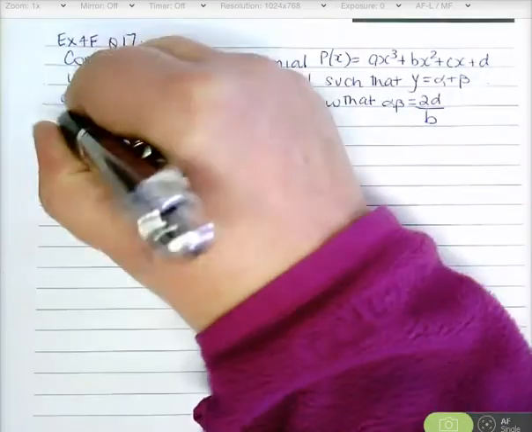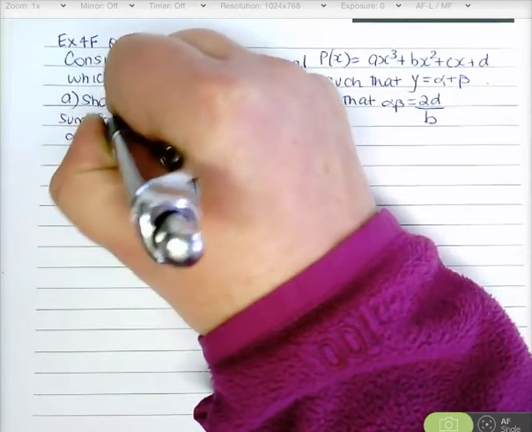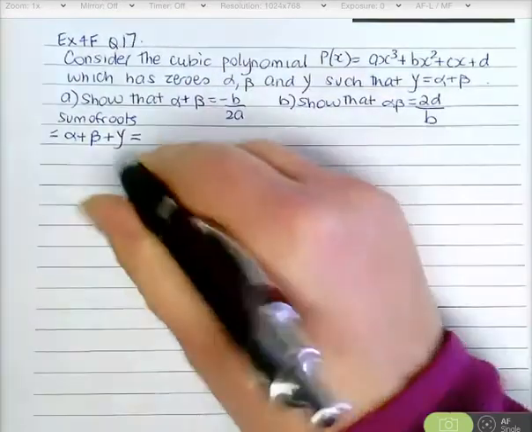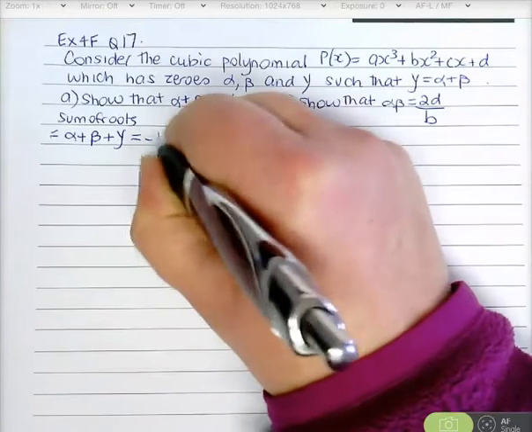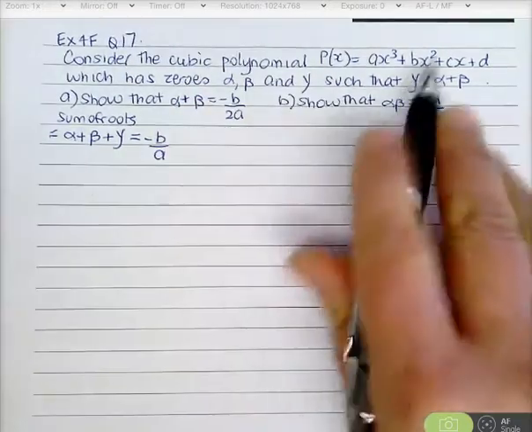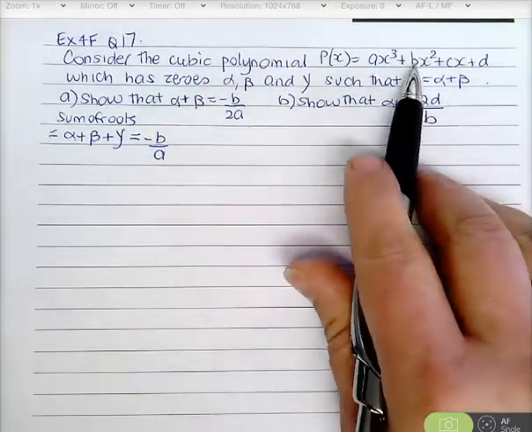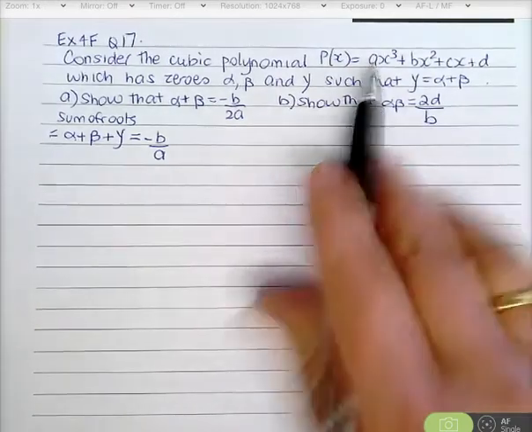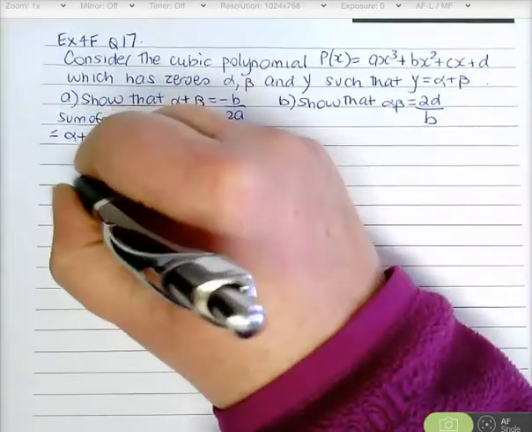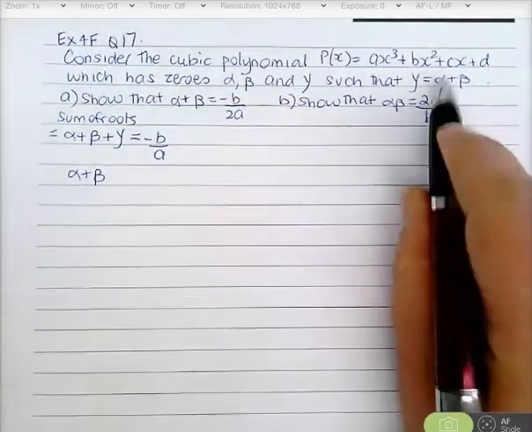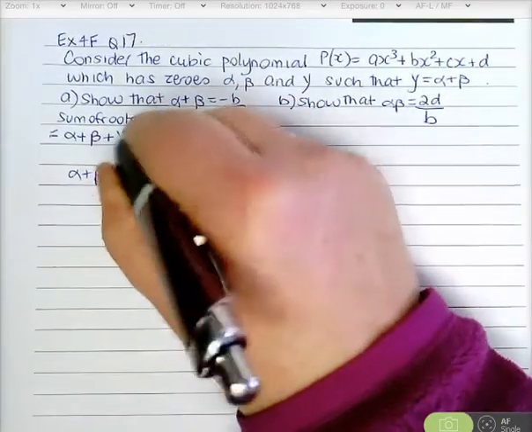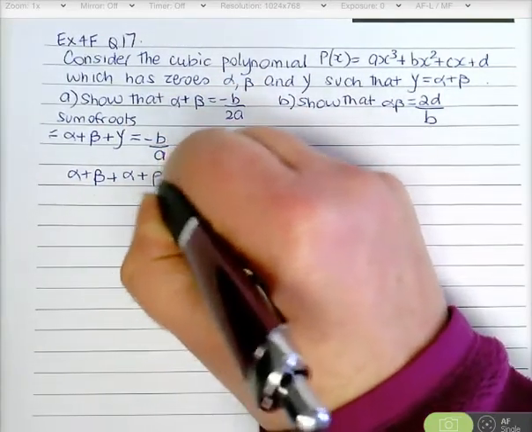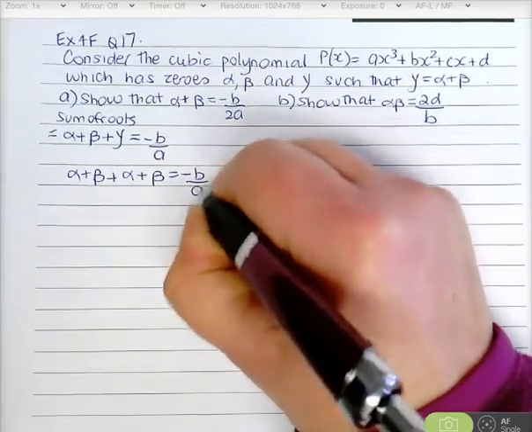Okay, so I'll just write sum of roots is equal to alpha plus beta plus gamma, which is minus b on a. Now, if we look up here at our equation, b is b and a is a, so it will just remain the same. But we know that gamma is equal to alpha plus beta, so we're going to replace the gamma with alpha plus beta, so we get minus b on a.